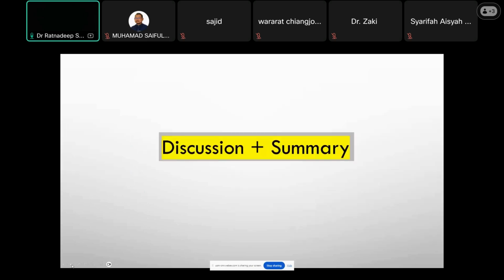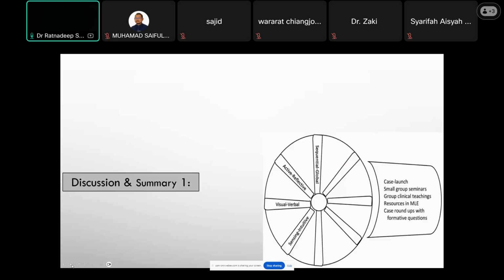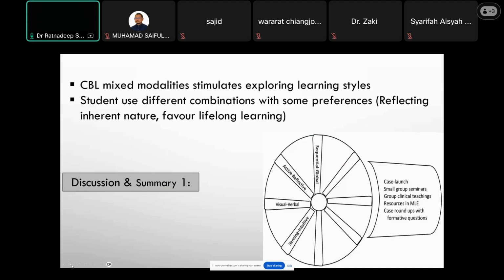Lastly, to say something about the discussion and summary aspect, what we have gathered so far. The majority of the students reported using different combinations with some priorities over one another. So maybe visual over verbal, reflective over active, something like that. And this is quite inherent and helps students to accommodate lifelong learning, especially in medical schools. The current study also reported that these preferences could be because of contextual influences, such as the learning content, teaching and learning methods, or the type of assessments that they generally encounter.